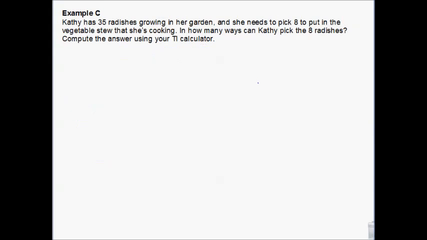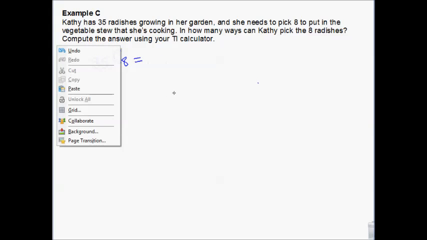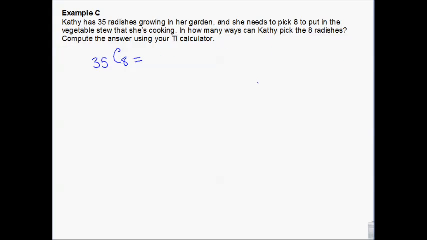Kathy has radishes and she needs 8. How many different ways can she pick 8 radishes out of the 35 she has in her garden? So I'm going to enter that into the calculator. This is actually kind of insane, but there are 23 million different possible ways she could pick these 8 radishes.